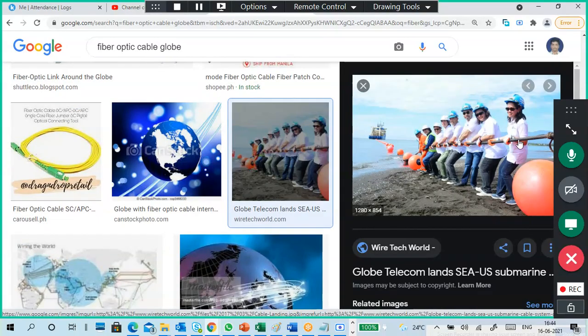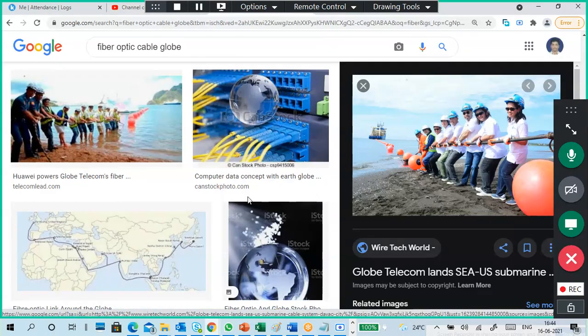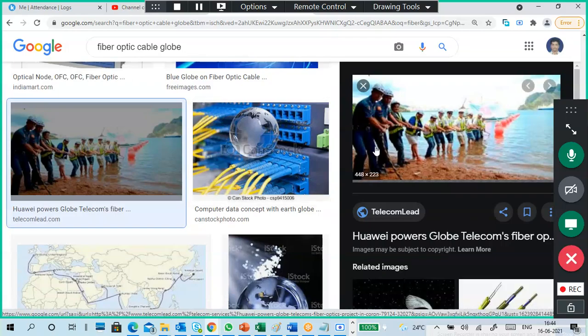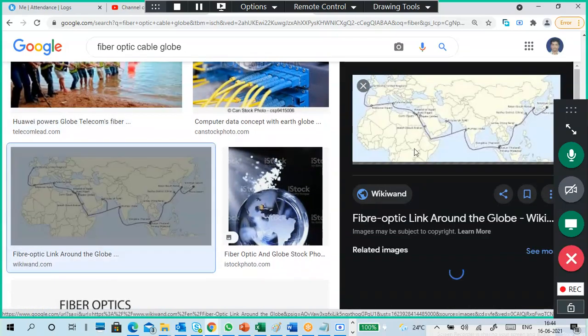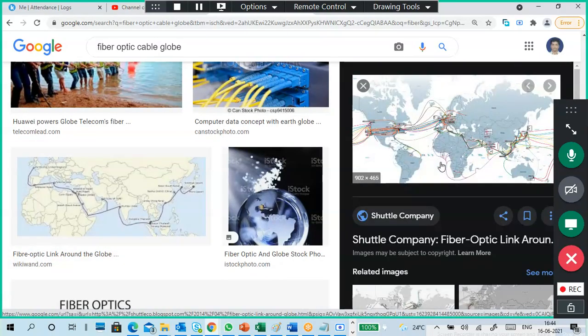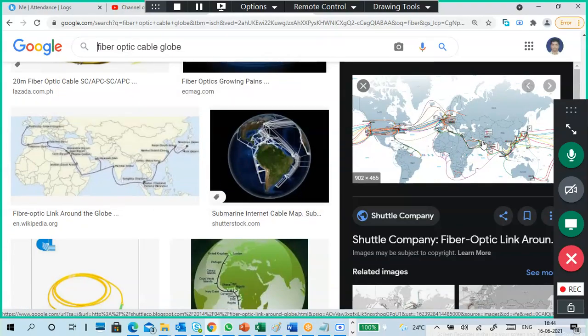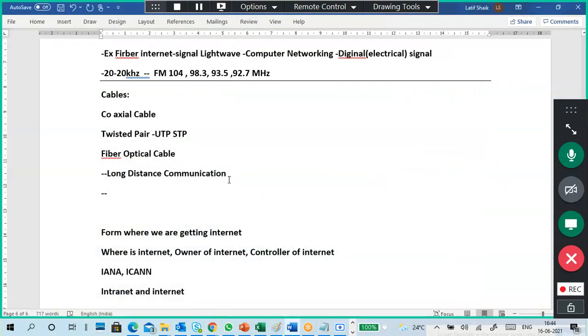This is a fiber optical cable, undersea fiber optical cables. Now there are more and more cables, so Elon Musk wants to reduce this burden and give high speed internet just like your satellite dish TV. Through satellite you will get internet directly. So for long distance communication, country to country, continent to continent, place to place, we can get it.